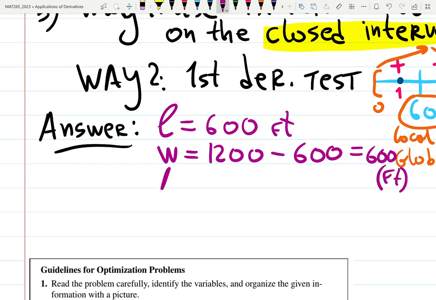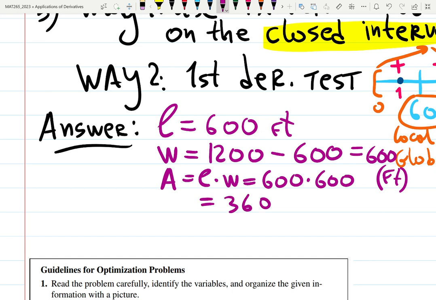And then area is L times W, and it becomes, what's the answer? 600 times 600. Let me write down 600 times 600, which is 360,000. Collect all the zeros. 360,000. That is the answer. Feet squared. Don't forget that. Feet squared. Does it write? Yes, good. Feet squared.